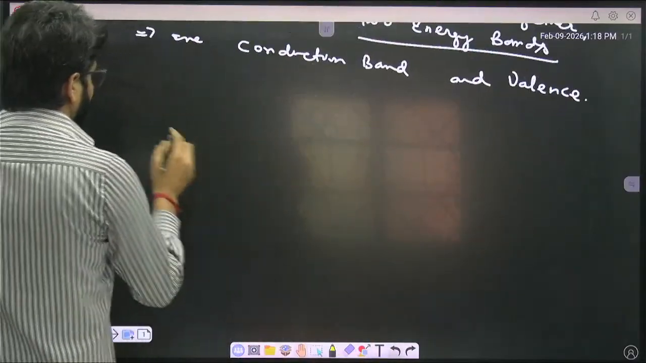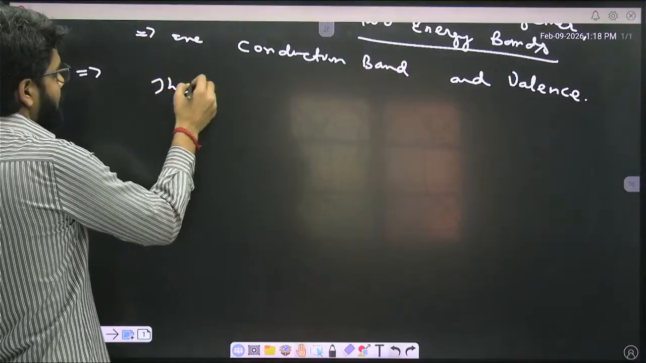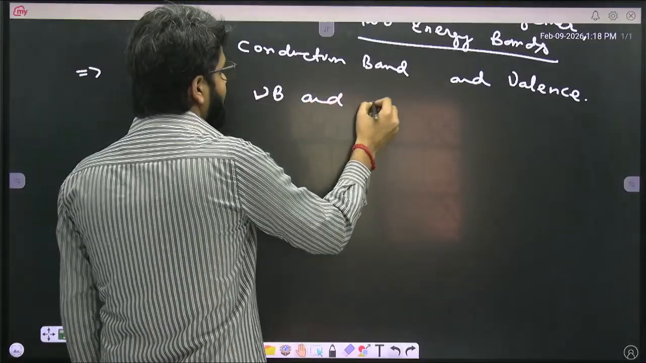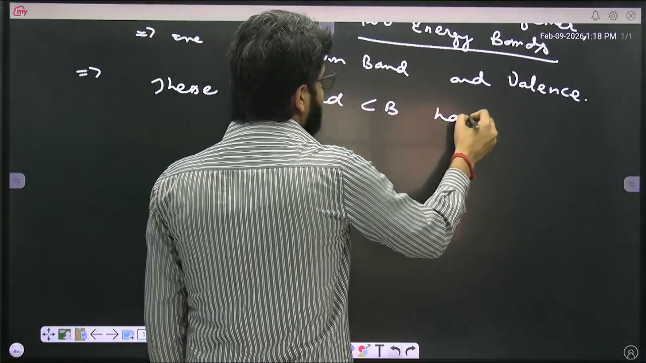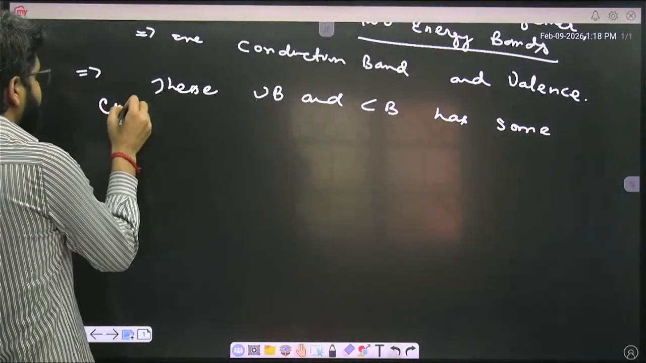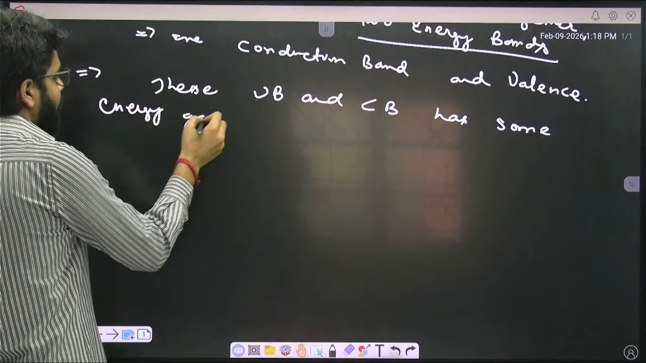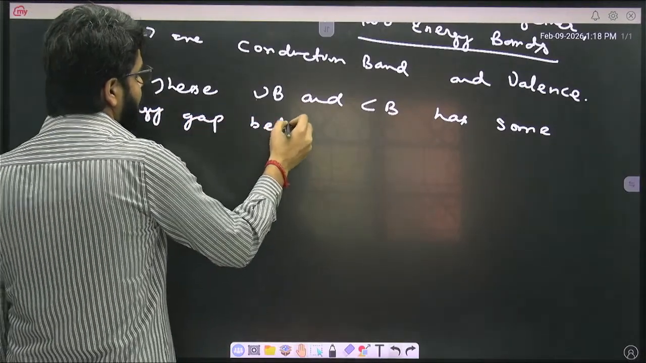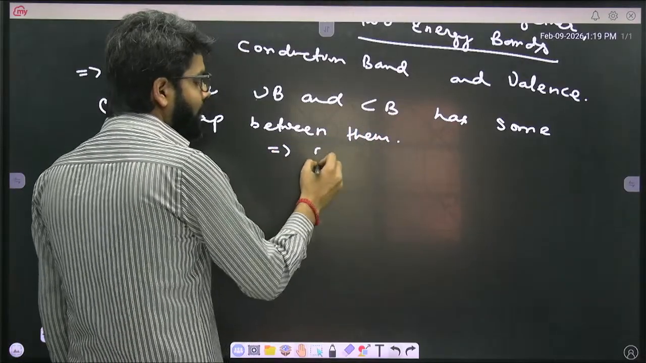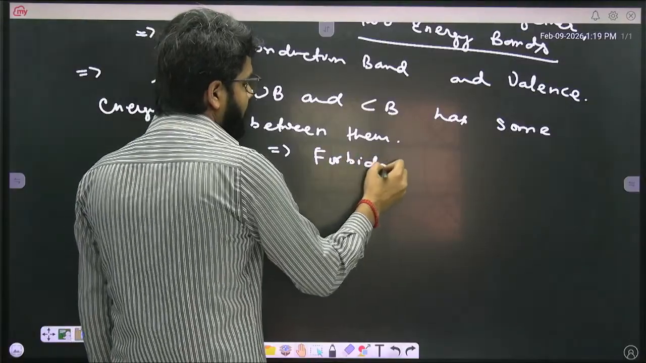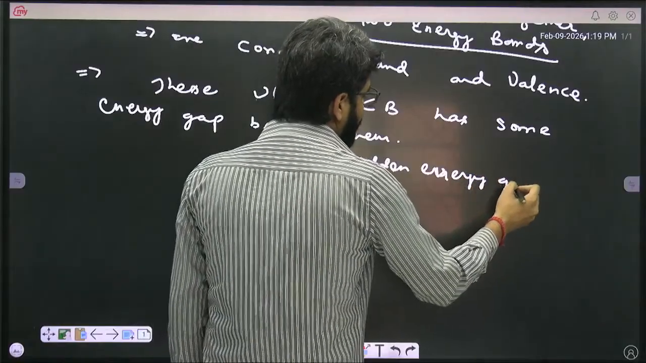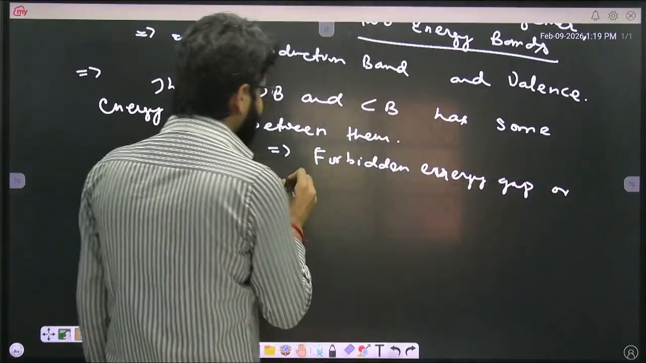So we can see that the valence band and conduction band have some energy gap between them. This is called the forbidden energy gap, or you can say simply the energy gap.